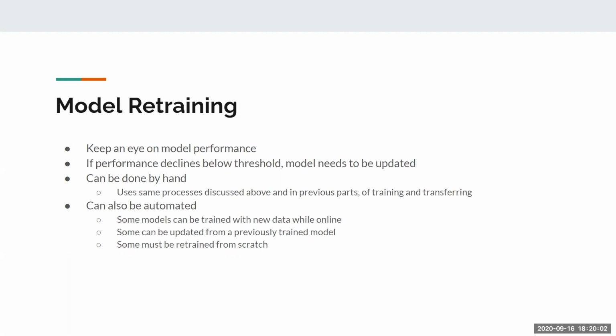Or it can be part of your architecture that automatically sees new data coming in and potentially uses that to train an online model. Some models, even when they are in production, can have new data fed in, and their performance can be changed based on that. Some can be updated from a previously trained model. Like, you can grab a neural network and just do more backpropagation steps if you wanted to, and continue training it from a point where it has already been trained. Or some models don't have that capability, and if you want a different model, you're going to have to start and retrain from scratch.